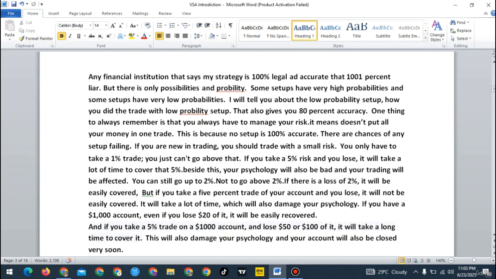Any financial institution that says my strategy is 100% accurate, that is a 1001% liar, because there are only possibilities and probability. Some setups have very high probability and some setups have very low probability. I will tell you about the low probability setup, how you do the trade with the low probability setup. That also gives you good accuracy.